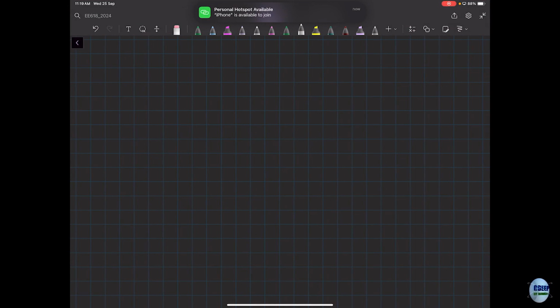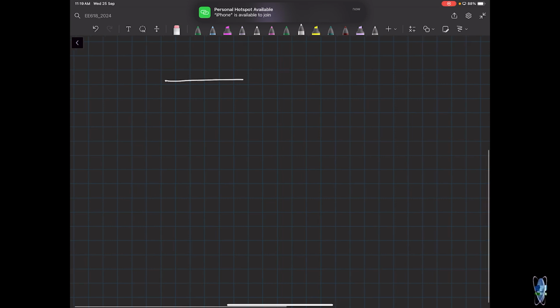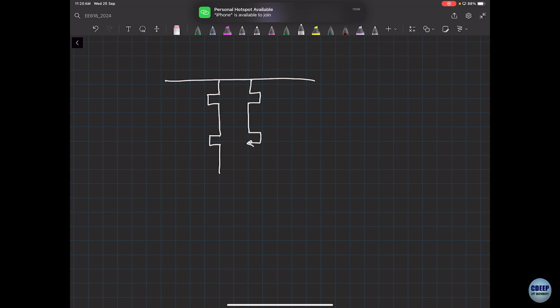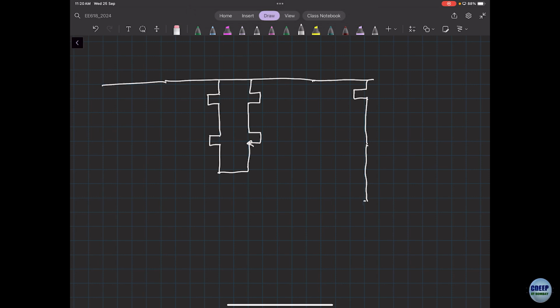So now let's figure out the circuit to do that. What we are trying to do is, it's a very complicated circuit, but I bet you by the end of this class you will be able to draw this circuit easily. That's my intent.